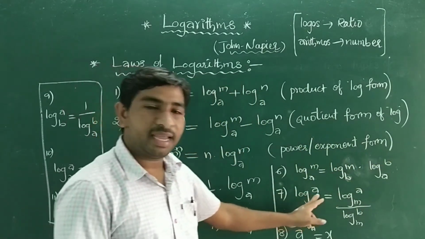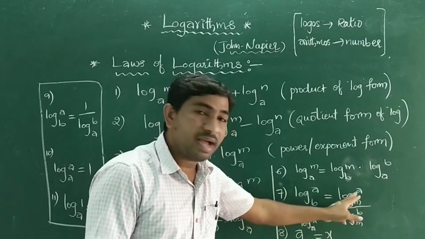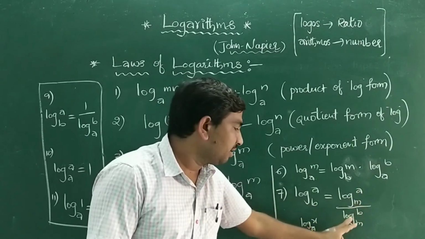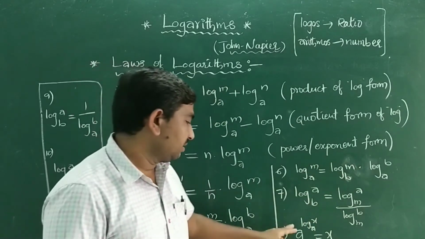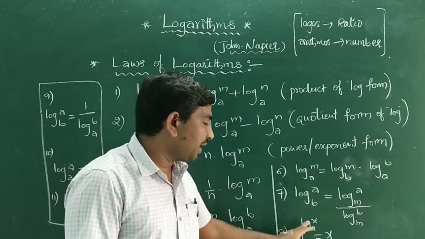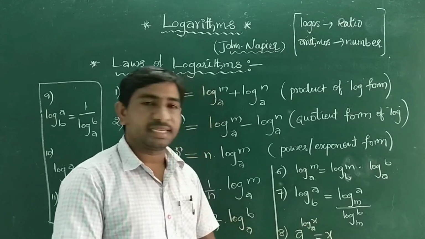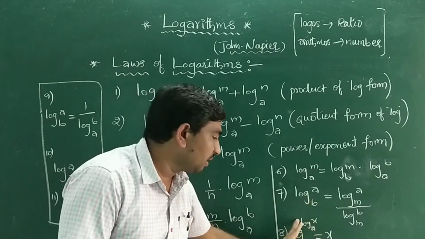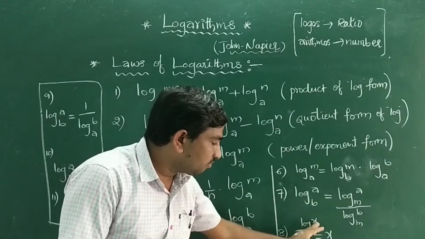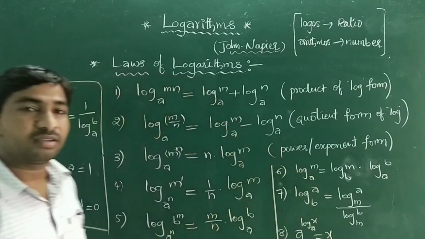Now log a base b is equal to log a base m by log b base m, by taking a common base. Now a power log x base a is equal to x. A power log x base a, it is in the power only, so a will get cancelled. Then what is the answer? X is the answer. So keep that in your mind.